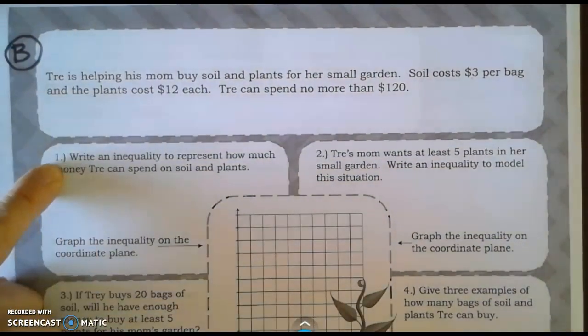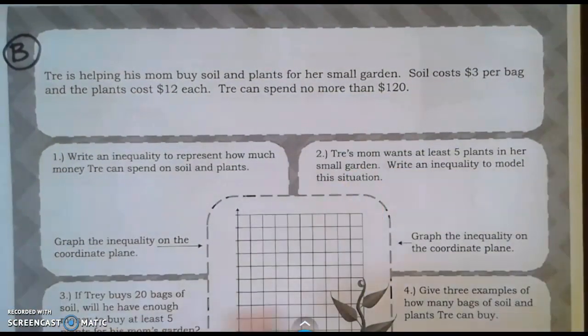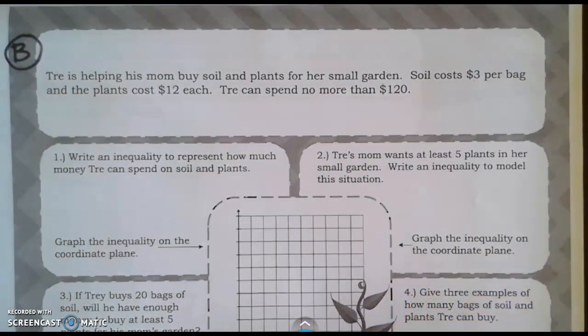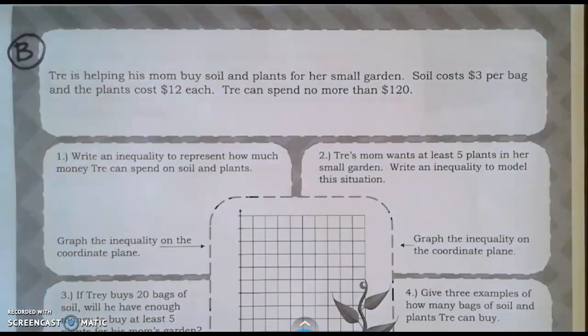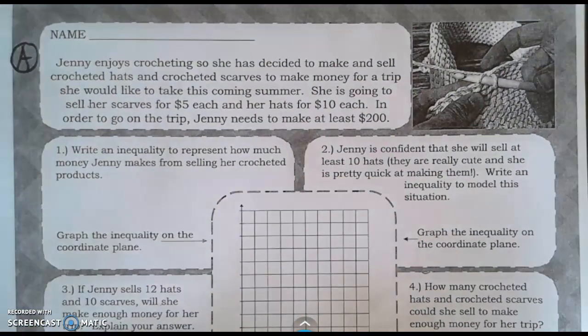Just label number 1, number 2, number 3, and number 4, as well as the graph. I just need to see the answers. You don't even have to rewrite all the questions, but the answers need to be complete. So you're doing that for problem B and problem C. Okay, so let's get started.